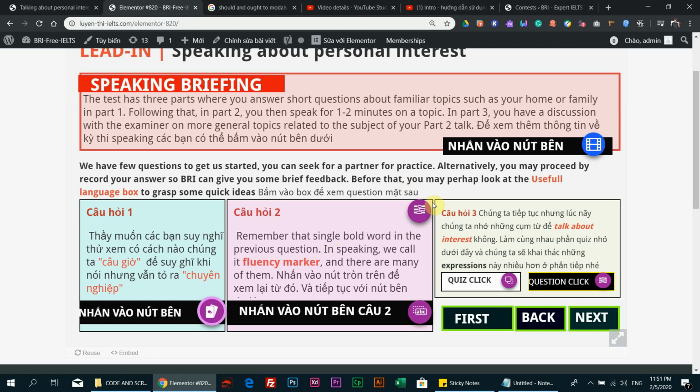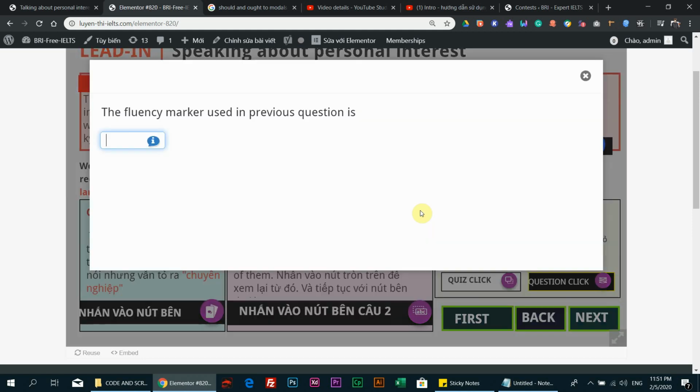So you have to go first on these buttons. Okay, so they ask you a question that requires you to fill in the blank. The fluency marker used in the previous question is, as we know, well, but if you don't, you may have to press this little button with an I as information. It started with W, so it's well.